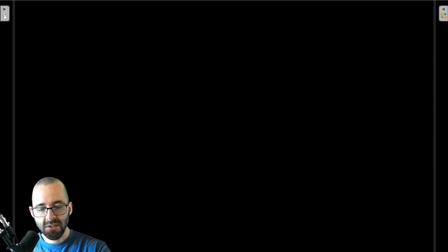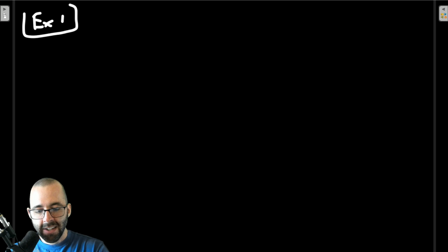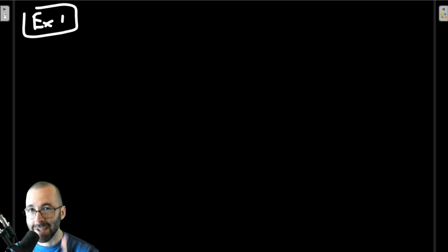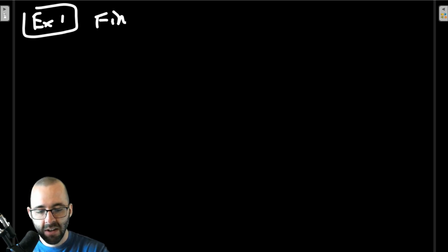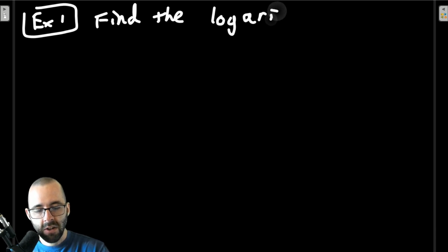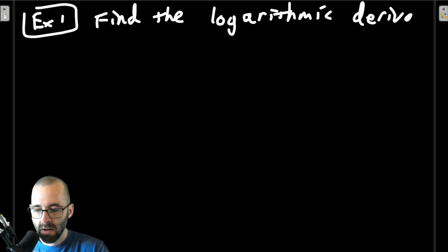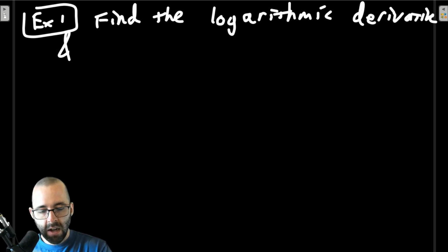Okay, so let's use this to solve our actual first example. I sort of tricked you right there. That wasn't really an example. It was just me introducing a definition. I probably fooled you good. Example 1, find the logarithmic derivative and the percent rate of change at the given t.